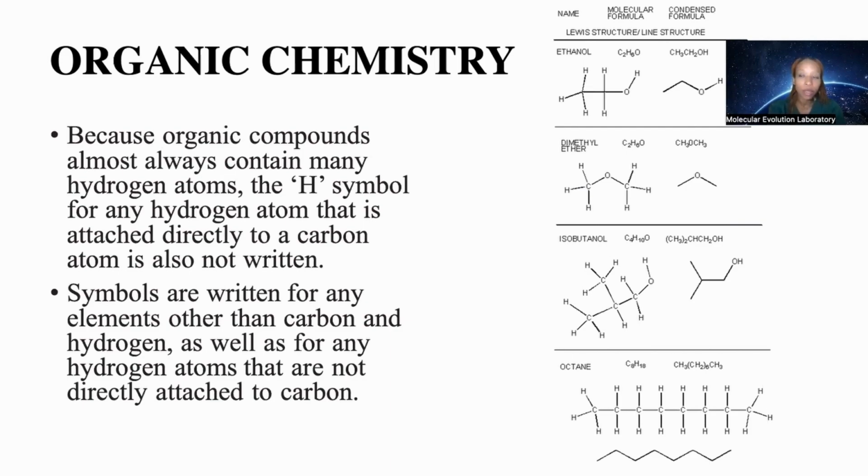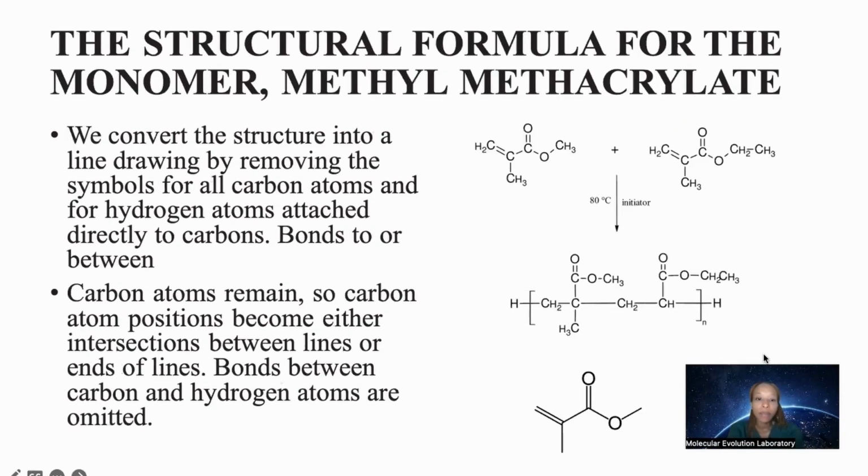So it's important to know that for a line drawing, the hydrogen and the carbon are usually not represented, as you can see. In a line drawing, we remove the symbols for all carbon atoms and for hydrogen atoms attached directly to carbon. Carbon atoms remain, so carbon atom positions become either intersections between lines or ends of lines. Bonds between carbon and hydrogens are also omitted.